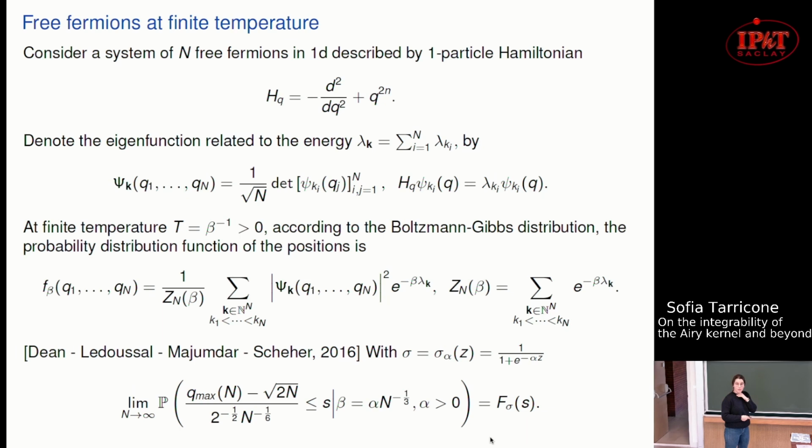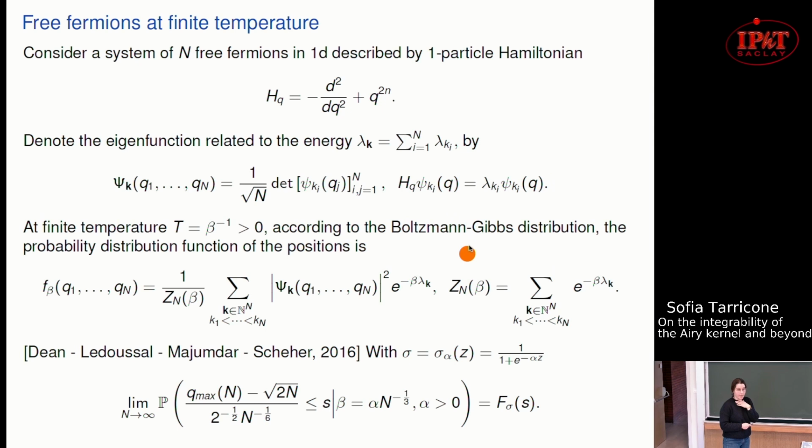The small n in the Hamiltonian, is it equal to or related to the big N? No. So now N is the number of fermions that you are taking and that you are going to send to plus infinity in the limiting behavior. Small n is the power that you take in the potential, q to the power 2n. But I don't see that here. No, indeed. Thank you, because this is very important. So the point is that independently of n, the limiting behavior will always be given by this F_sigma(s). What is the range of n? n is a positive integer.